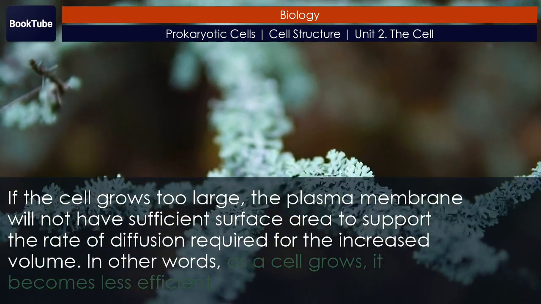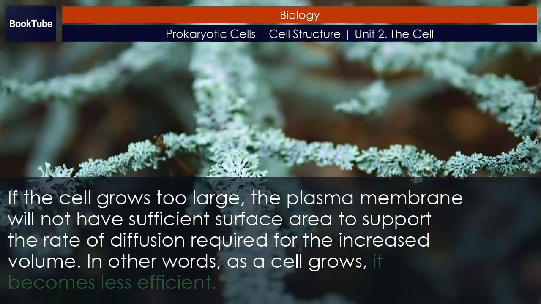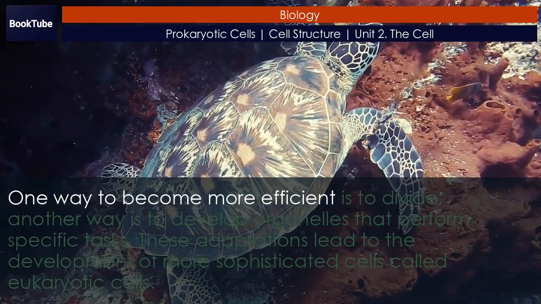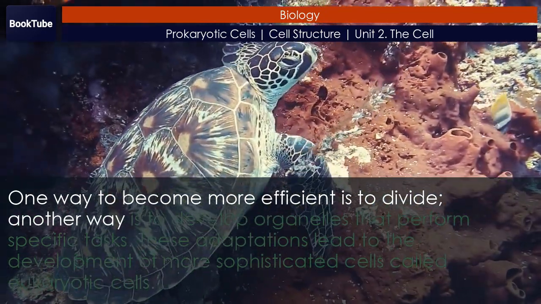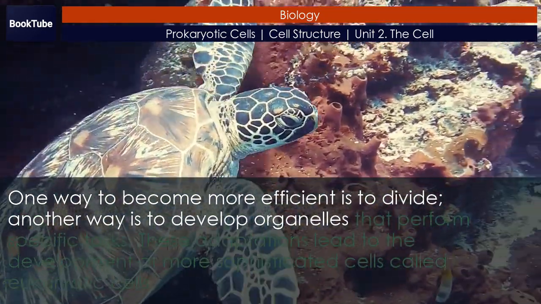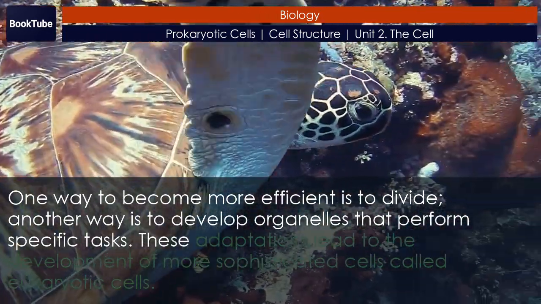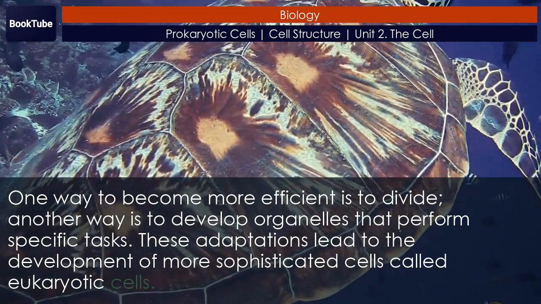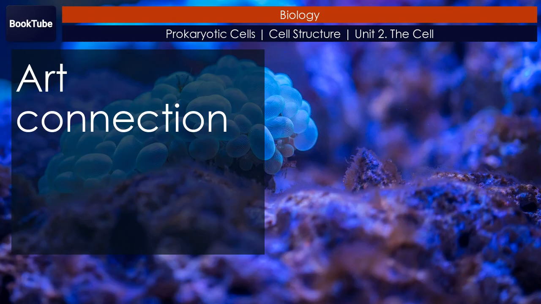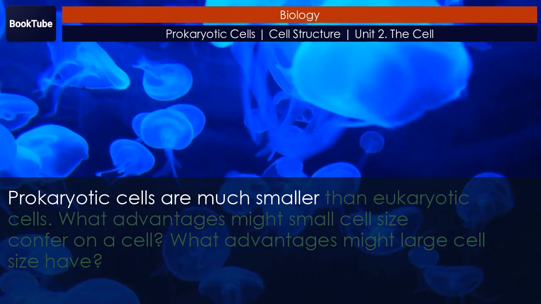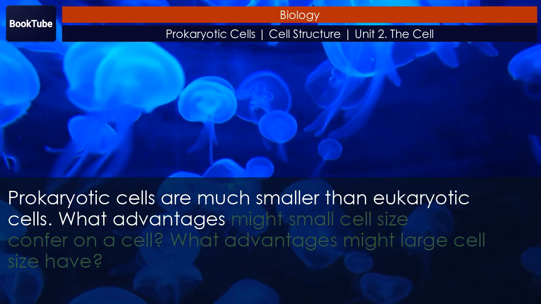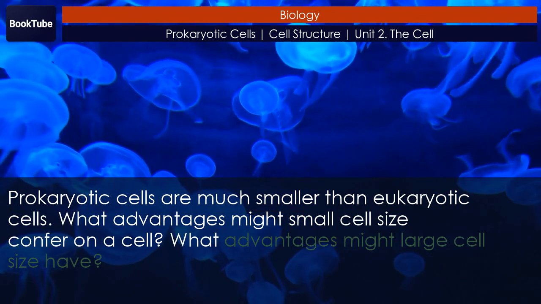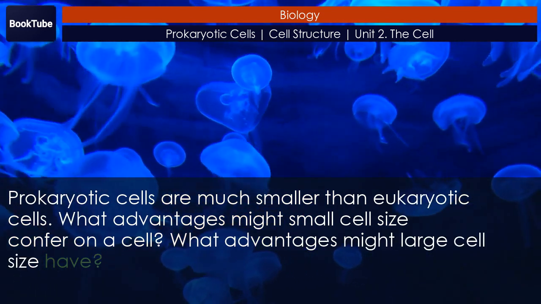In other words, as a cell grows, it becomes less efficient. One way to become more efficient is to divide. Another way is to develop organelles that perform specific tasks. These adaptations lead to the development of more sophisticated cells called eukaryotic cells. Art connection. Prokaryotic cells are much smaller than eukaryotic cells. What advantages might small cell size confer on a cell? What advantages might large cell size have?